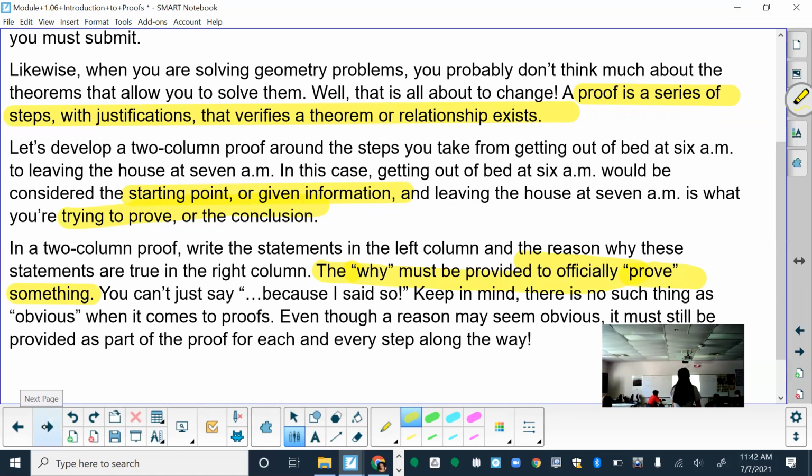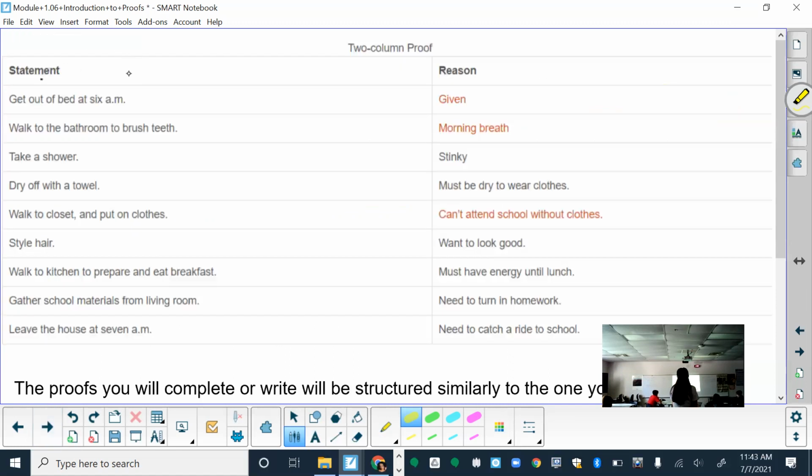All right, so here's a broken down, real world example of getting out of bed and getting ready for school. Obviously in math you would have more equations, more stuff on the left side, but this is just a really simple example. So getting out of bed is what you're given. Usually the first reason or justification is almost always given. It's the problem that you're told to solve.